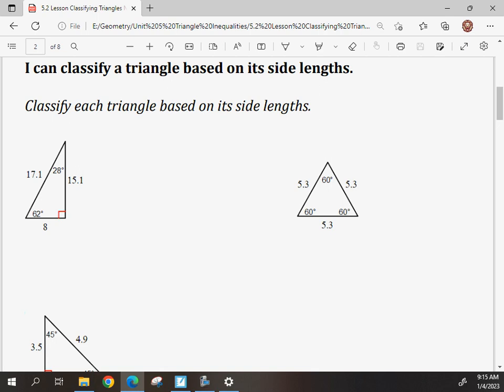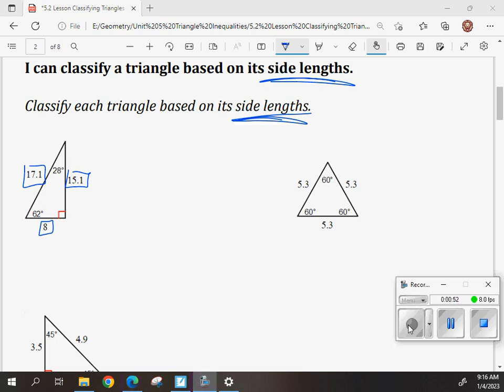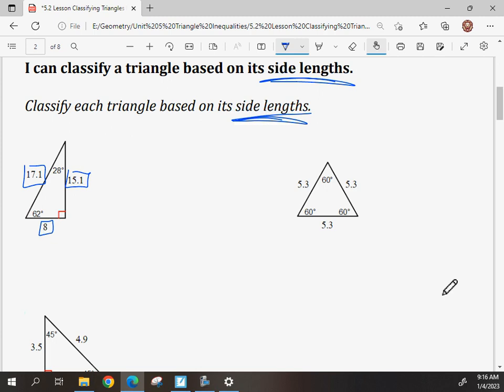If we're looking to classify triangles based on side lengths, we want to ignore the angles and just look at how long the sides are. When I look at this triangle, I have a side that's 8, a side that's 17.1, and a side that is 15.1. So all of these sides are different. When all the sides are a different length, we call that a scalene triangle.